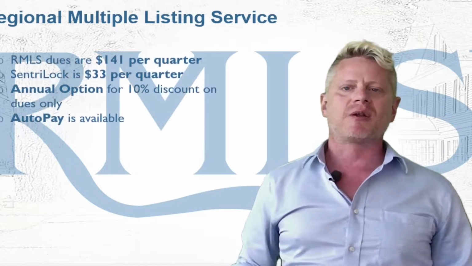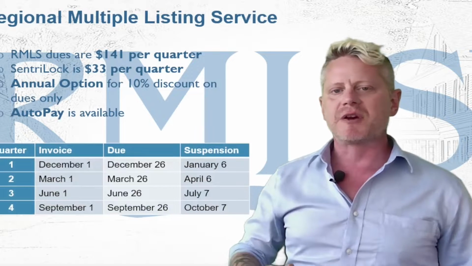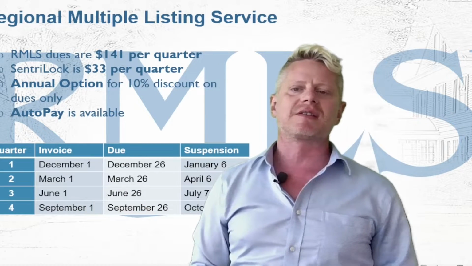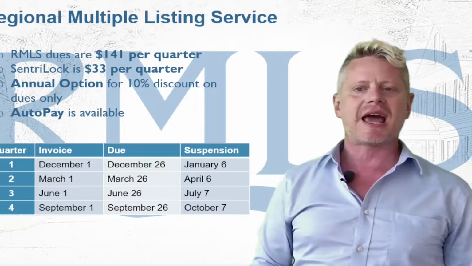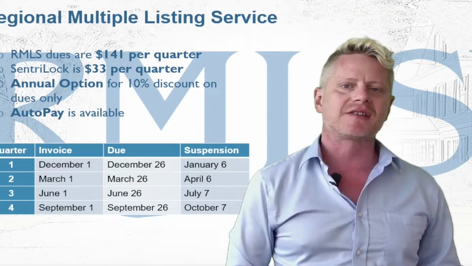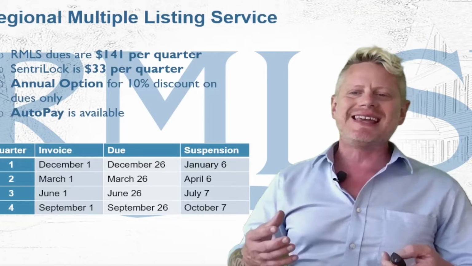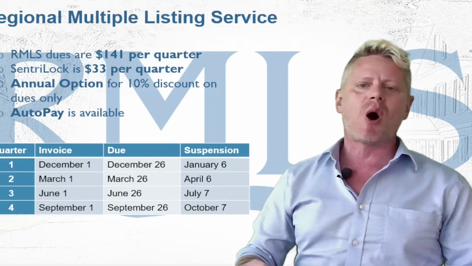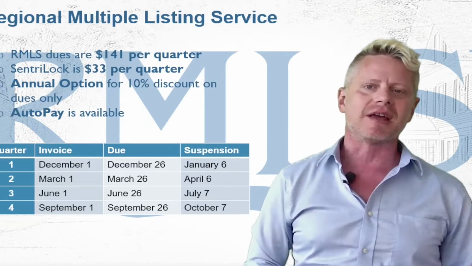Our billing cycle begins on the first day of the last month of the quarter. The invoice is sent out and due by the 26th of that same month. If that invoice is not paid within 10 days, suspension of access to RMLS Web will be activated. If this happens, it's easy to reactivate. You simply need to call us and make payment arrangements, and we can activate your service immediately.